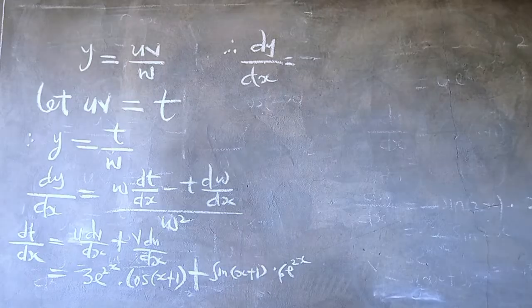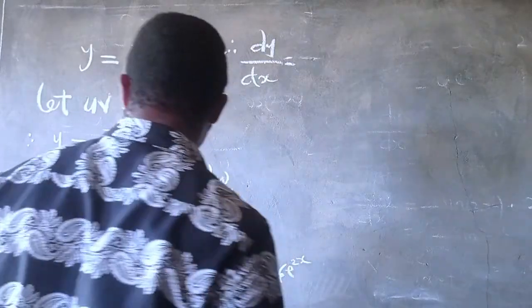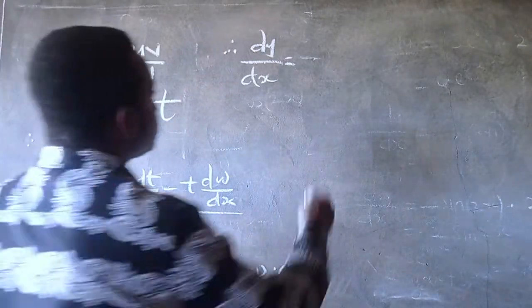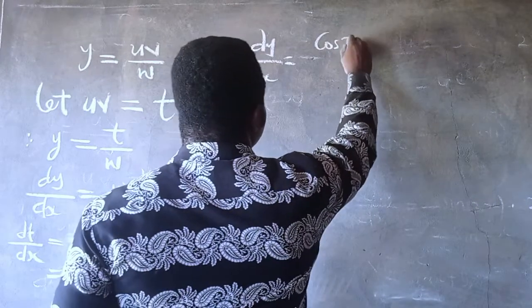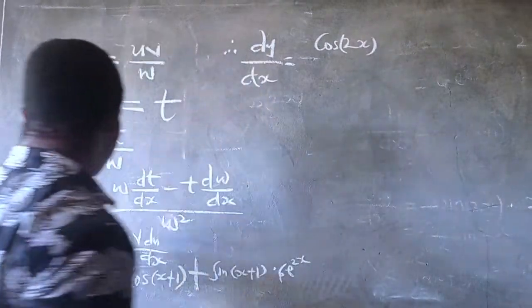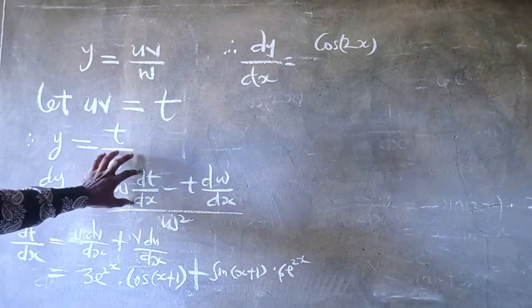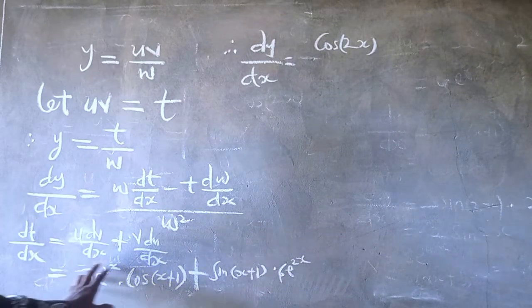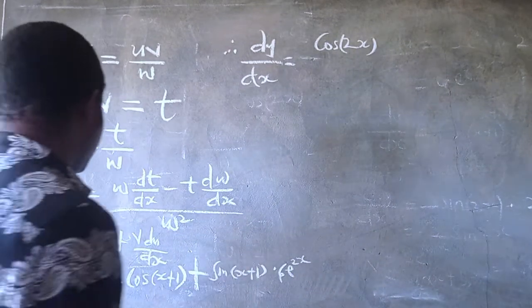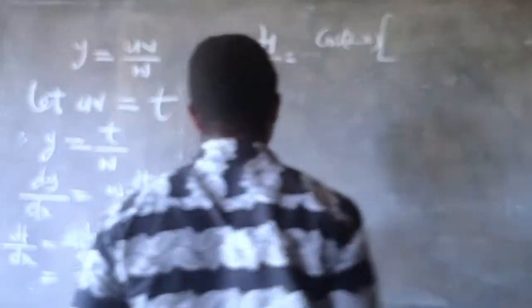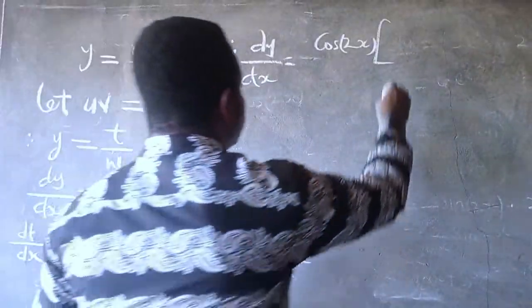Okay, let's take it slowly. What is w? w is cos 2x. Now, what is dt/dx? That is everything we got there. So let us go on and put that in.